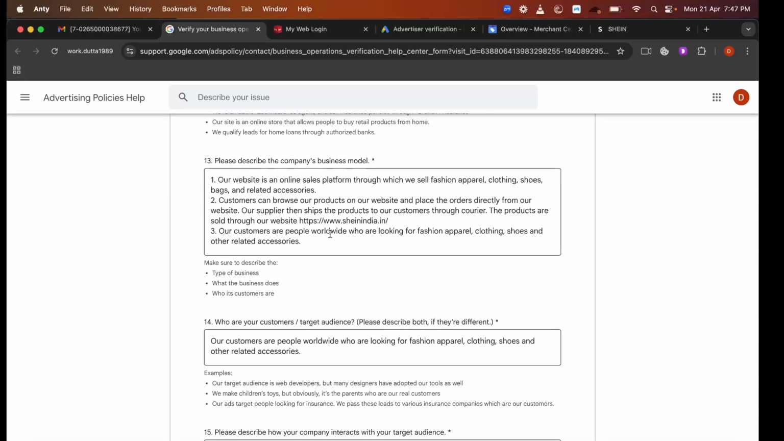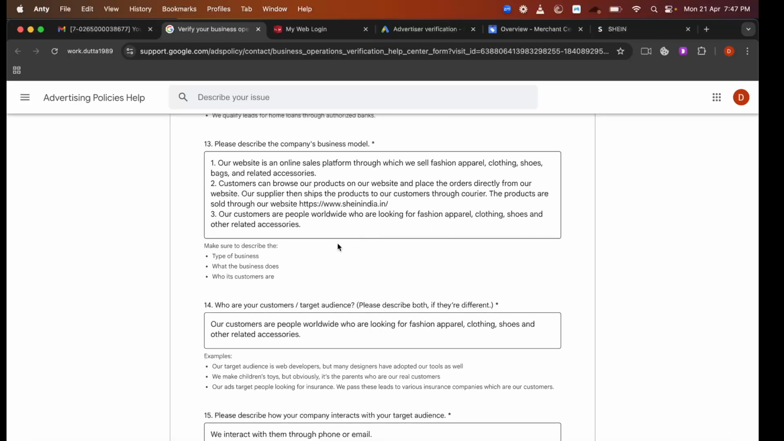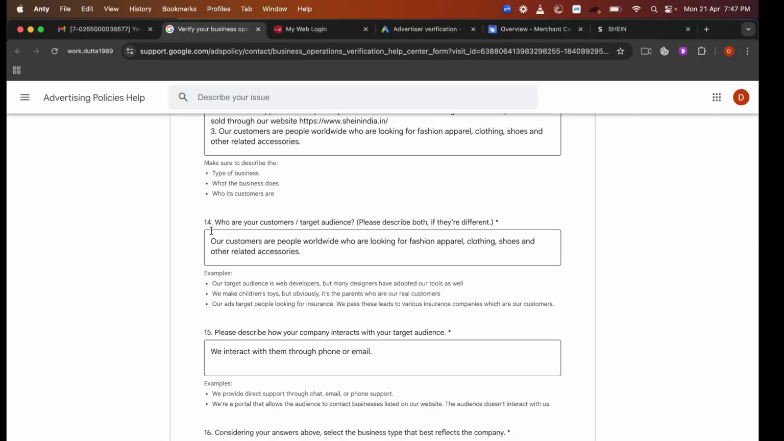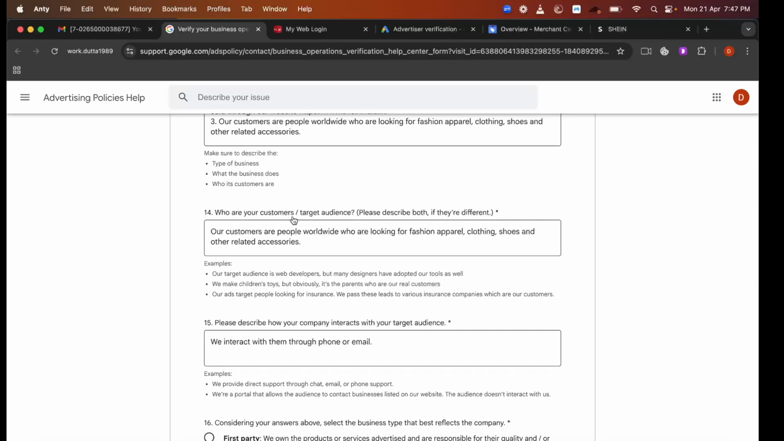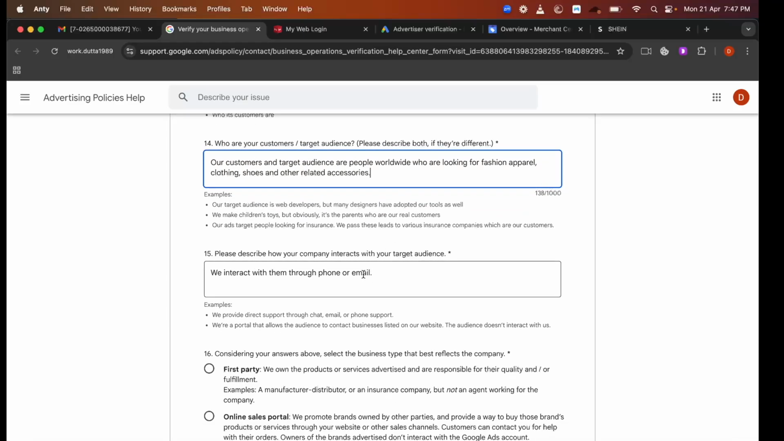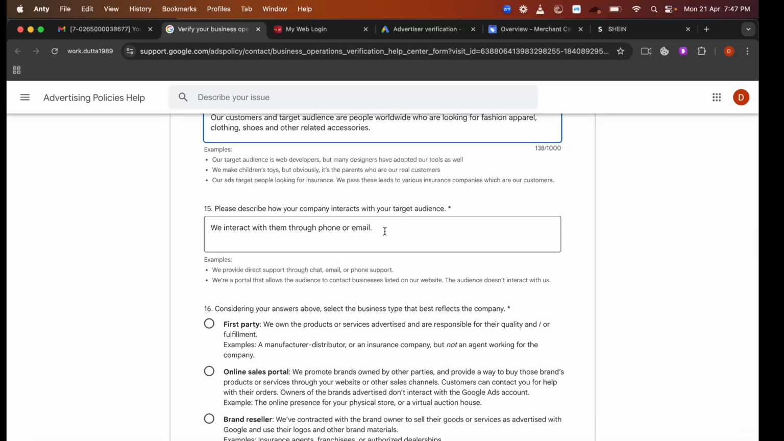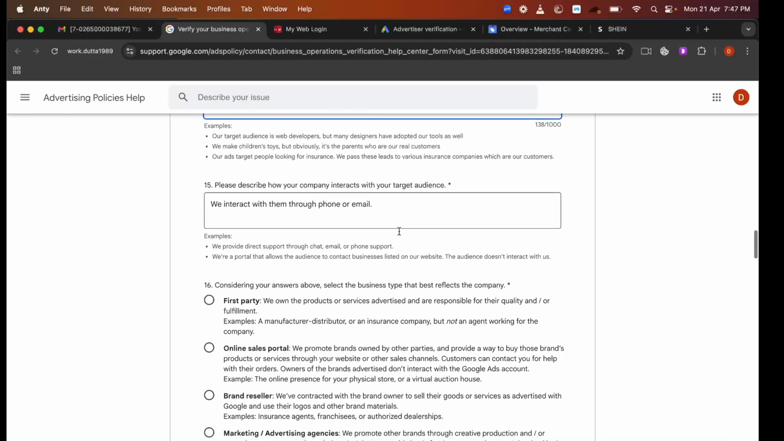And thirdly, who are your customers? Our customers are people worldwide who are looking for fashion apparel, clothing, and other accessories. The next question is specifically related to who are your customers or target audience. Here you mention our customers and target audience are people worldwide who are looking for fashion apparel, clothing, shoes, and other related accessories. And please describe how your company interacts with your target audience. You enter, we interact with them through phone or email.